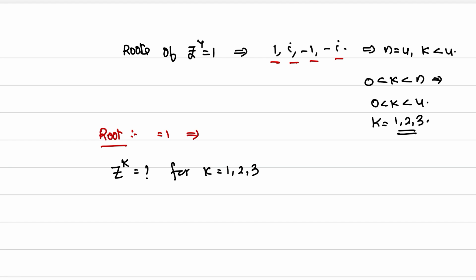For z is equal to 1 is the root. First root, let us say. Then 1 to the power of 1 is equal to 1. 1 to the power of 2 is equal to 1. 1 to the power of 3 is equal to 1, and 1 to the power of 4 is equal to 1. When you consider these 3 only, when k is equal to 1, 2, 3, this value is equal to 1.